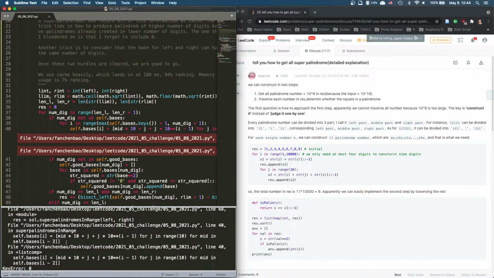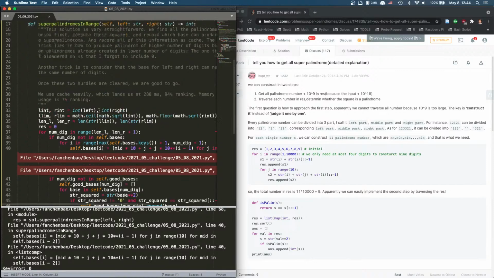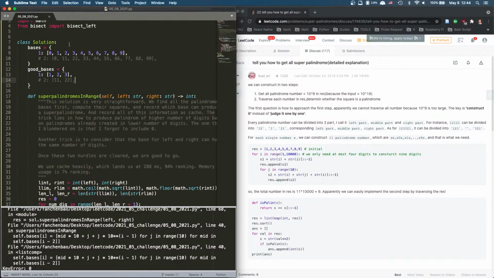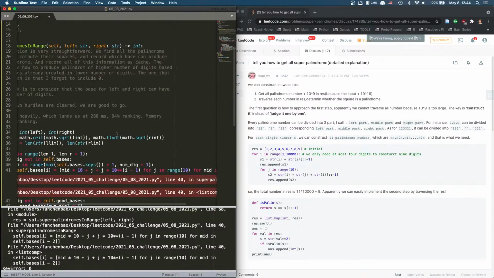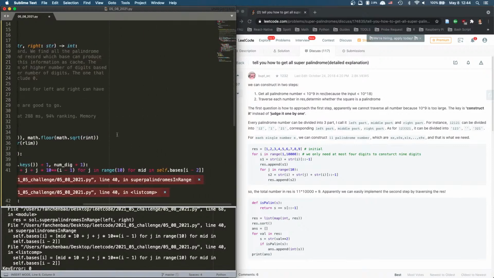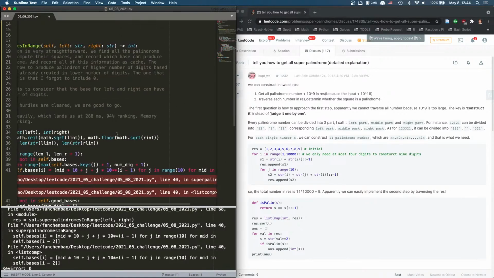And base I minus 2. Ah, because we don't have, we need a 0, right? We need a 0. Hold on. How do we compute it? So for the mid, we don't have a mid, right? No, we don't have a mid.